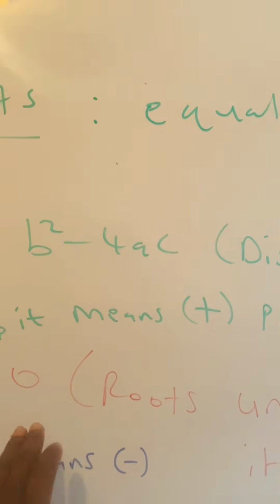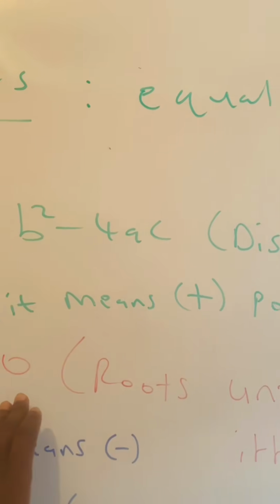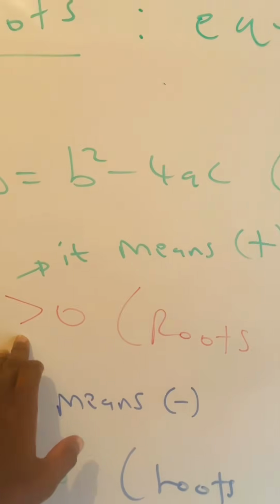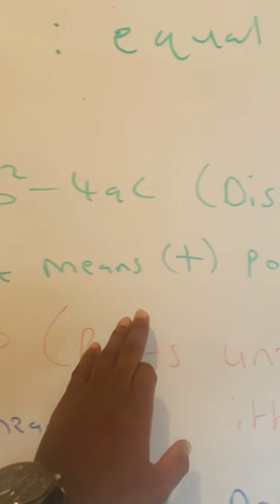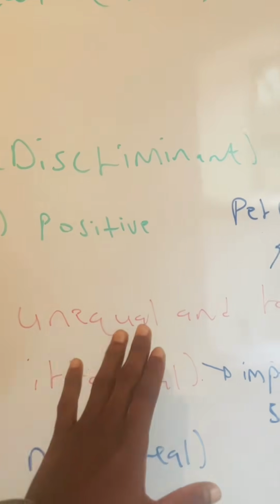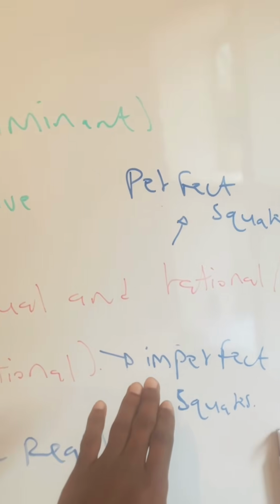Sharp. When they say find the nature of roots in which the roots are unequal, it means that the discriminant must be bigger than 0, meaning positive. Then the roots are going to be unequal, either rational or irrational.